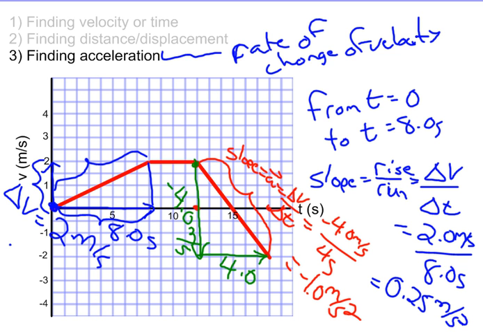So again, for any segment of our graph that has a consistent slope, we can simply find the slope of that graph to find the acceleration.